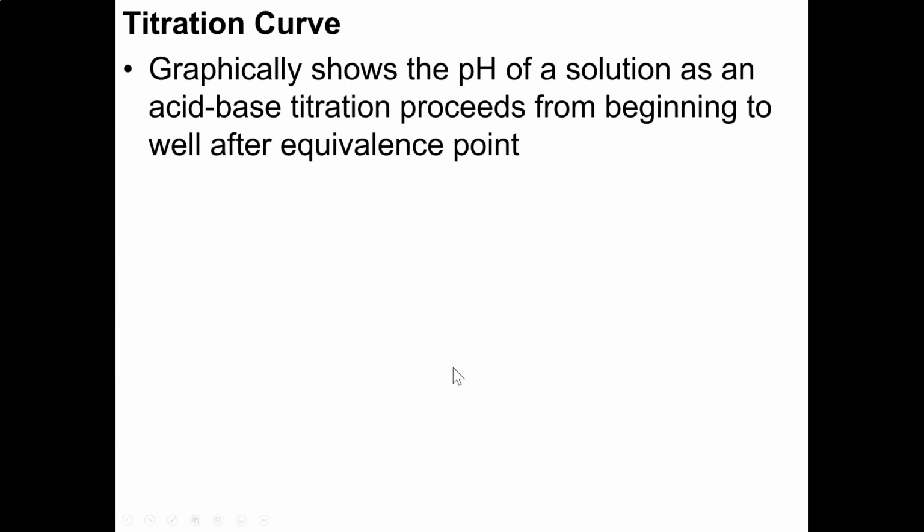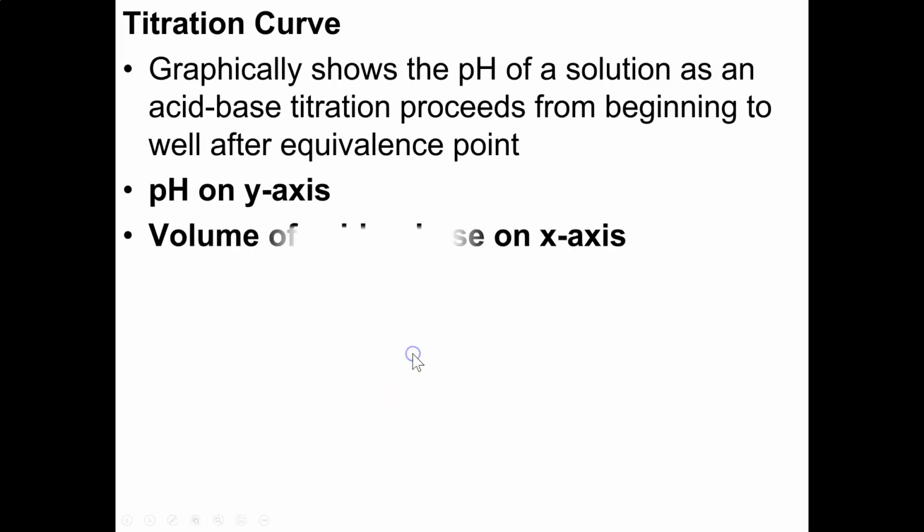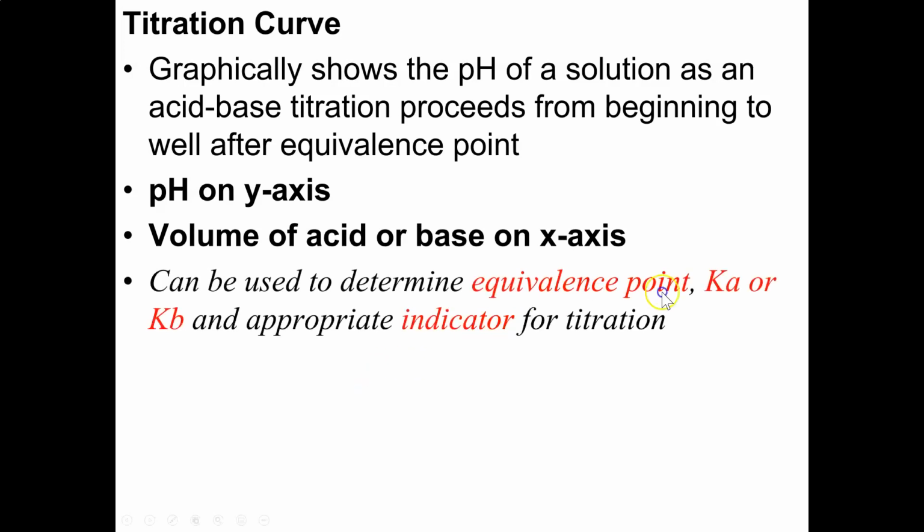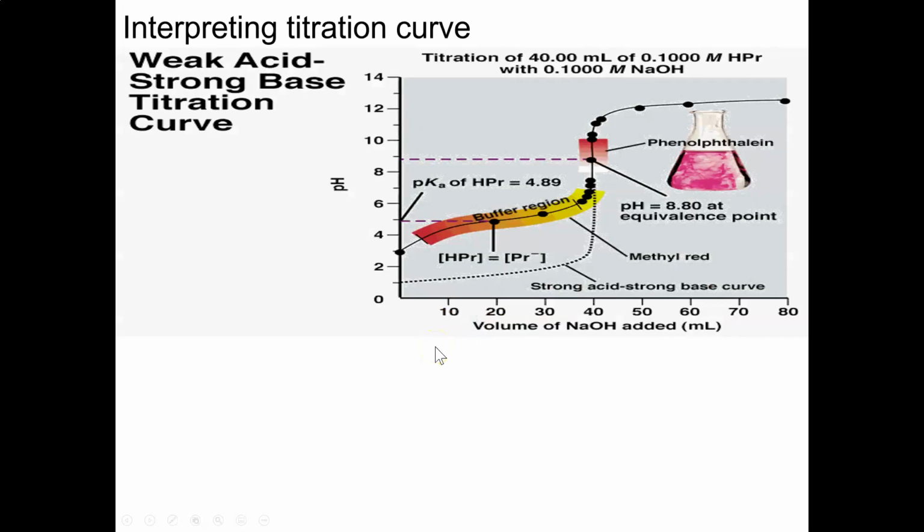All right, titration curve. This is a graphical way of showing titration. Now, if you're using a pH meter, especially one with a Vernier, which gives you a graphical interface and shows you the graph as you're determining pH, it'll give you a titration curve. They'll build one for you as you do the experiment, which is really cool. What this basically does is give you a whole bunch of data. pH is on the y-axis. Volume of the acid or base you're adding is on the x-axis. It can be used to determine the equivalence point, the Ka or Kb, and an appropriate indicator for the titration. So it gives you a whole lot of data that you can use. So let's look at a titration curve.